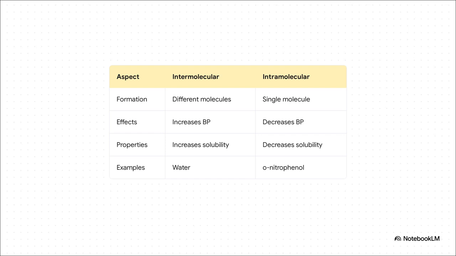And, there are actually two completely different types of these bonds, and they behave in totally opposite ways. As we can see here, intermolecular bonds, the ones on the left, form between different molecules. They effectively hold different molecules together, which boosts melting points and increases solubility. Classic examples? Water and ammonia. But over on the right, we've got intramolecular bonds. These form within a single molecule. Because the molecule is busy bonding with itself, it kind of ignores its neighbors. That inward focus actually decreases its melting point, boiling point, and solubility. Examples of this are O-nitrophenol and salicylaldehyde.